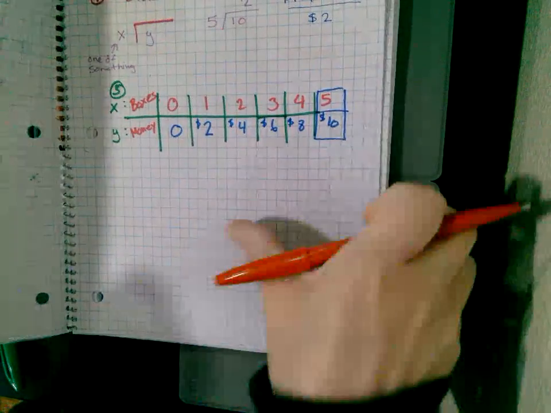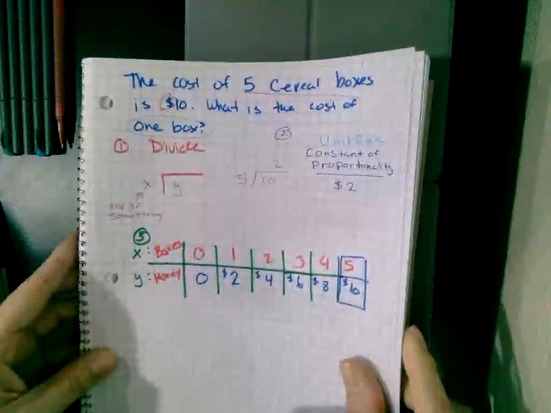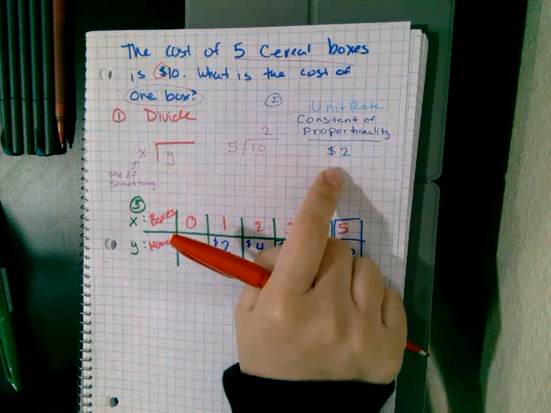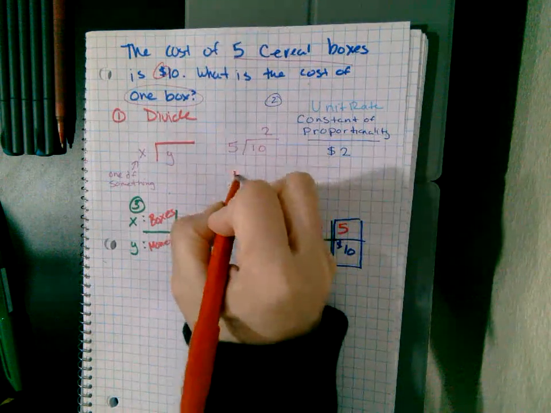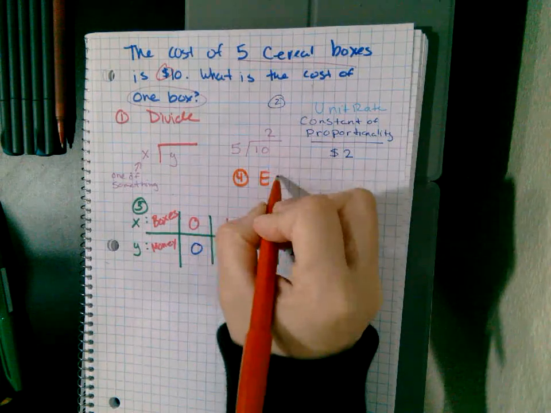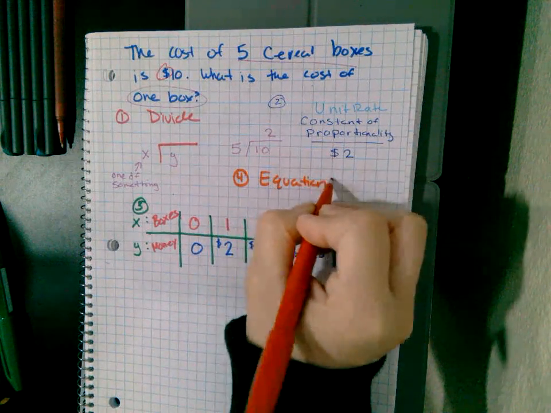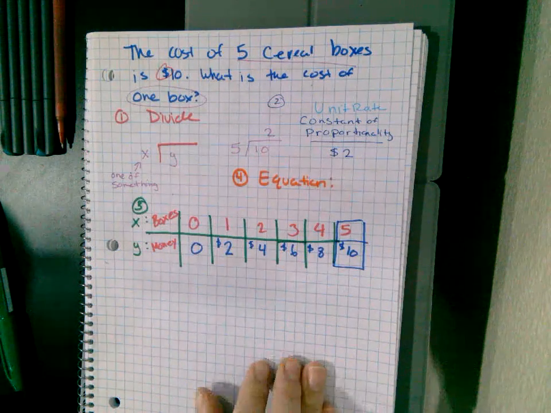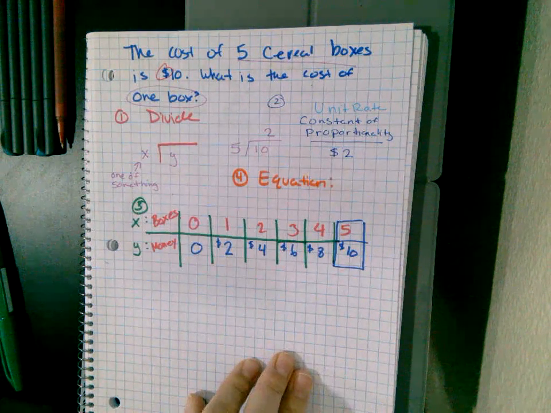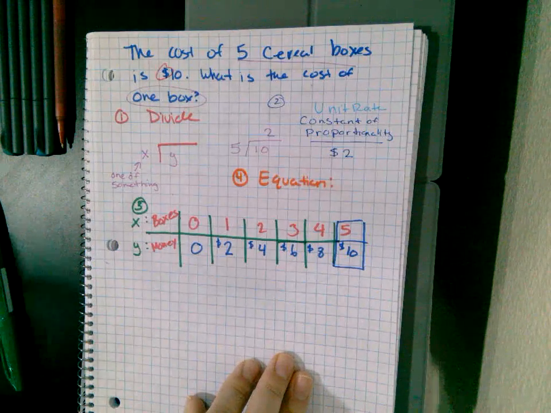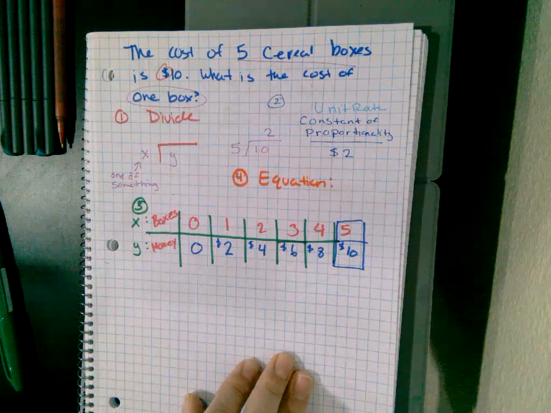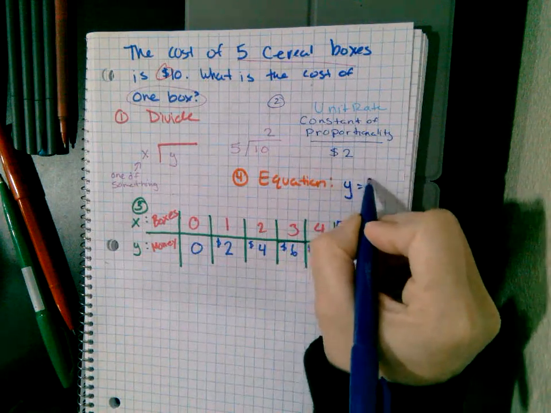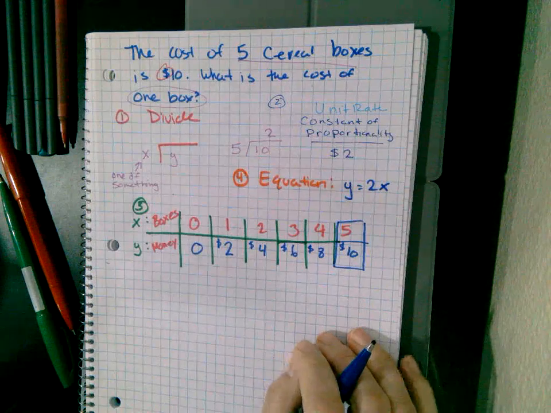Let's go to our second problem we did on Monday. Go to your second problem. Okay, our constant of proportionality is 2. So number 4, what's your equation equal to? What's the equation for the second problem we did on Monday? Give you a clue, it starts with y. Yeah, very good. So our equation is y equals 2x.